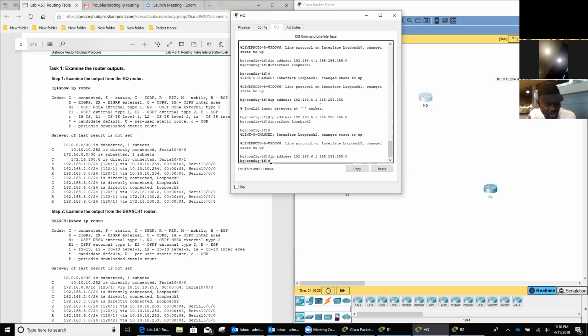Look at the first R route. You see where it says it learned it from? It says 192.1. It learned it from where? That would be serial 0/0/0, and what IP address? Via 10.10.10.254. All right. So that's going to be the IP address of your 0/0/0, right? Because it says it right there in the router. The router learned it from that IP address on 0/0/0.